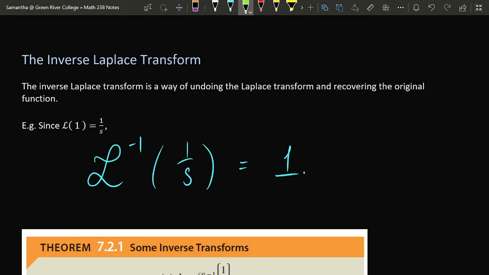So diagrammatically, I could write it something like this. The function f of t equals 1. The function capital F of s equals 1 over s. To go forward, I would use the Laplace transform. To go backward, I would use the inverse of the Laplace transform.